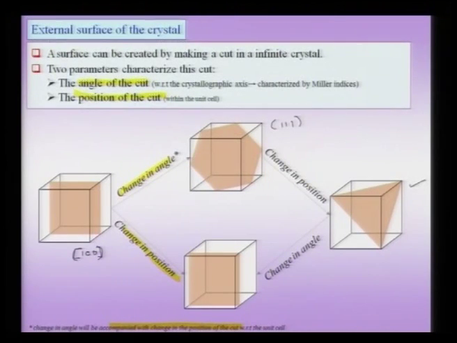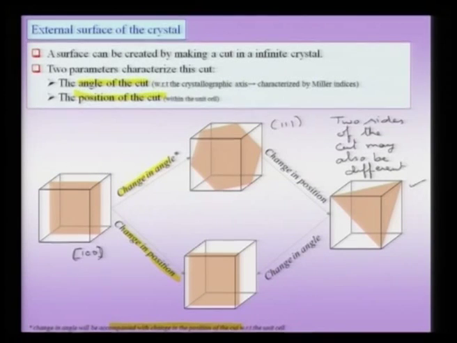Suppose I make a cut like this in this position, I could land up with one kind of surface, and if I change the position I could land up with another kind of surface, and the two sides of the surface could also be different. Suppose I make a cut like this, then the crystal on the top side could be different from the crystal on the bottom side. So, this is something which we have to remember. We will just write this down.